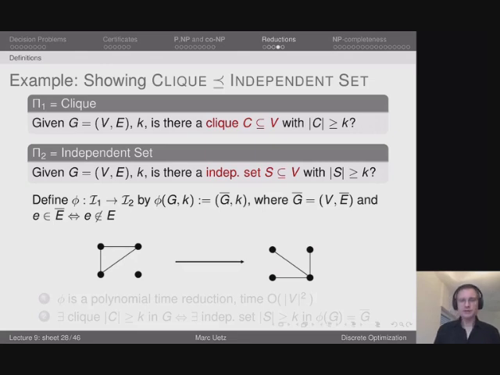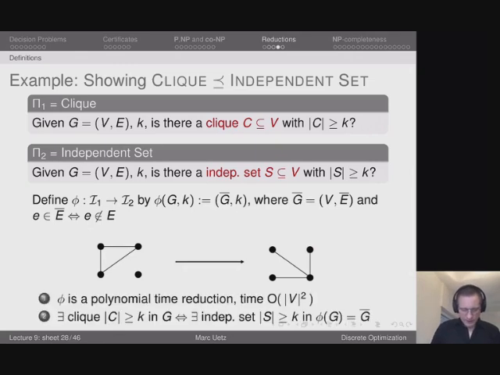So let us verify the two properties that a problem reduction has to fulfill. So first of all, it has to be polynomial time computable. That is actually the case. Computation of the complement graph, I just have to go over all pairs of nodes once. So that's a polynomial time computation for any instance of the original graph.